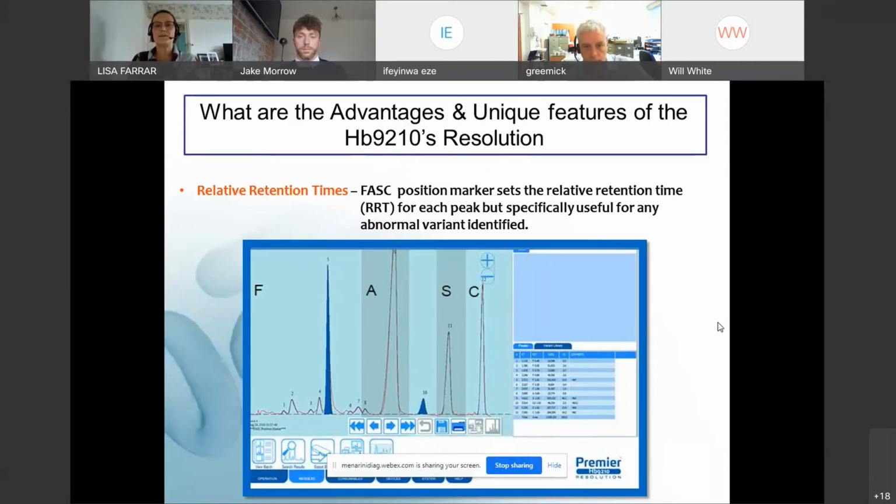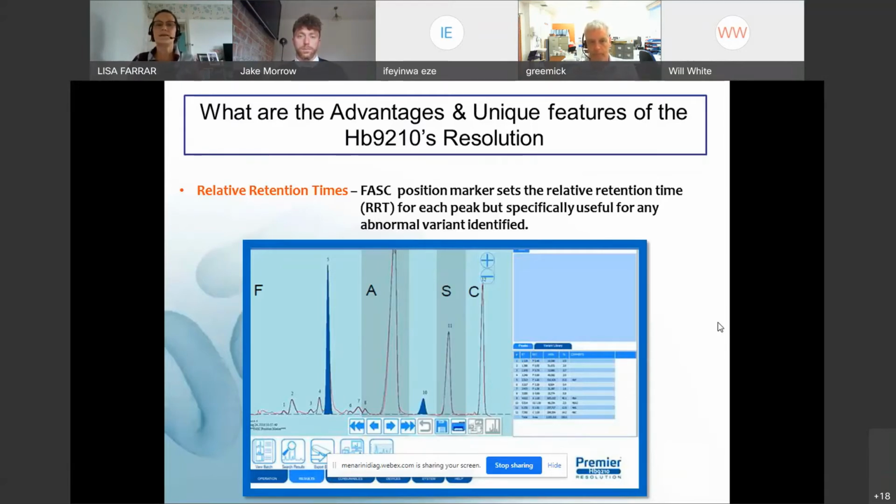With hemoglobin D Punjab, it runs in the S position, and it usually gives us a relative retention time of between 0.91 to 0.94 to S. So a distinctive difference to where the S would run. Similarly, O Arab runs 0.91 to 0.94 to the C in the FASC.